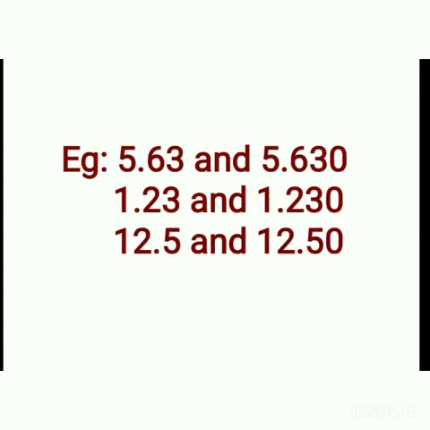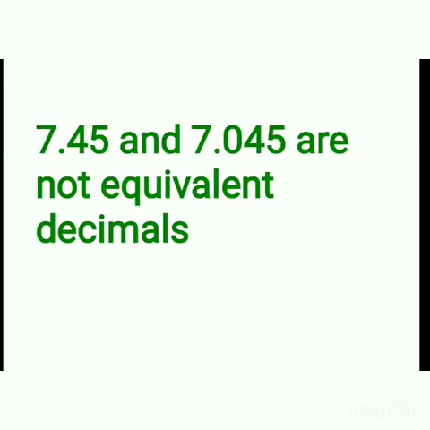Why? Here 5.63 and 5.630, if you see the place values, the place value of 5 here means what? Ones itself. Here also ones. Here what is the place value of 6? Tenths. What is the place value of 6 here? Tenths. What is the place value of 3? Hundredths. Here what is the place value? Hundredths. So there is no change in the place value. But here the place value of 7 is correct. Here 7 ones, here 7 ones. But here what is the place value of 4? Tenths. But here what is the place value of 4? It's not same. So when you are adding the 0 here, they are not equivalent decimals. So when you are adding the 0 to make equivalent decimals, you have to add the 0 to the last.